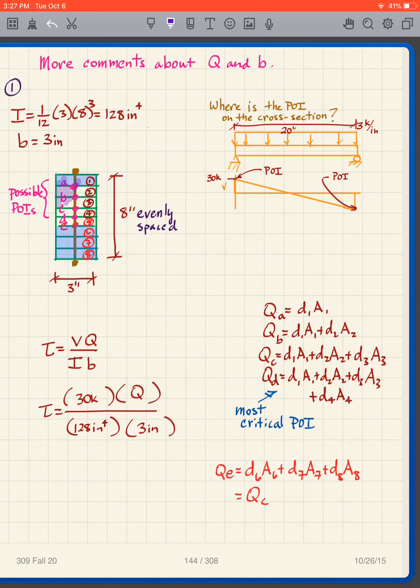For C, there's my shaded area right there. So I have to do all 3 of them. So it would be D1A1 plus D2A2 plus D3A3. For D, then of course I have all 4 of them. You can see that. Oh, sorry. For D, I have all 4. D1A1 plus D2A2 plus D3A3 plus D4A4.